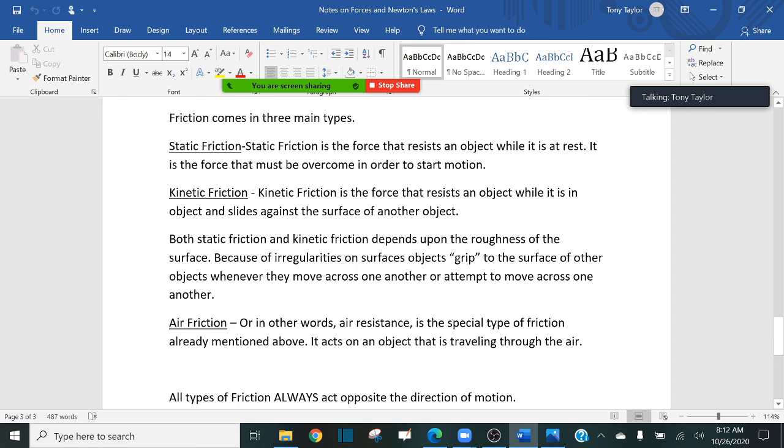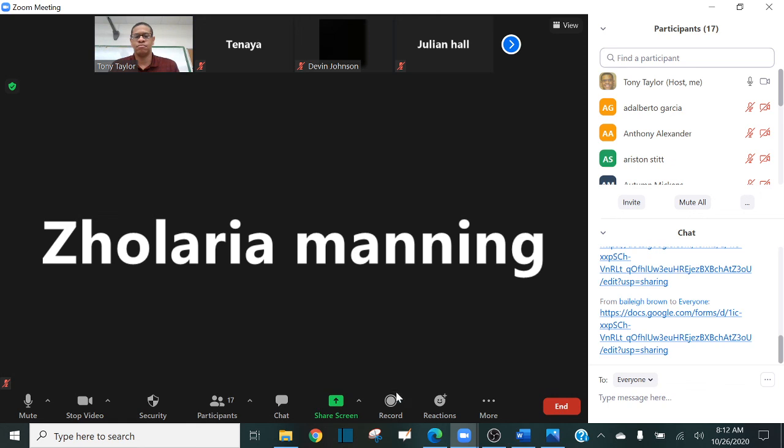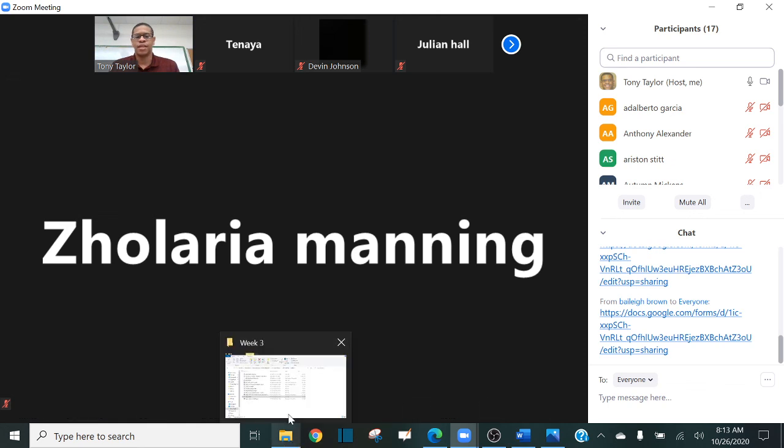Now, guys, what is the definition of static friction? Static friction is the force that resists an object while it is at rest. Kinetic friction, on the other hand, is the force that resists an object while the object is in motion, in other words, while sliding against another object. Okay, so let me give you an example of what I mean by this. Examples always help.